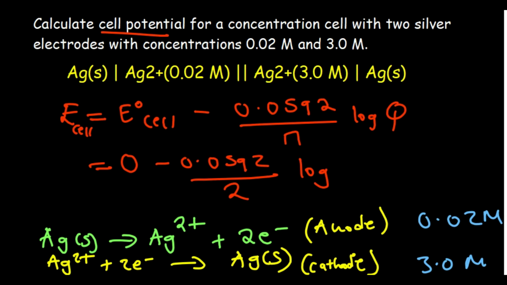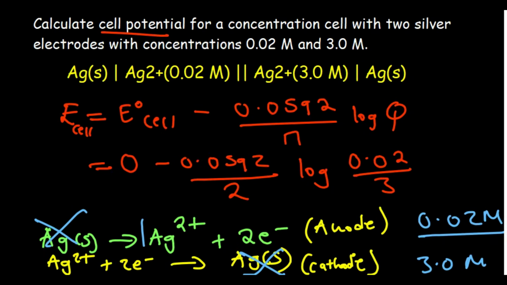So remember, when we're dealing with Q calculations, we are only focusing on the aqueous and the gaseous state. So the solids will basically be all ignored. Okay. So meaning that this Ag2+ is on the product side, which is having a 0.02. So therefore, what we expect is 0.02 divided by 3. Those are the two concentrations. Now, what are their stoichiometric coefficients? If you balance these and form the balanced redox reaction, you'll notice that they'll all have a coefficient of 1.